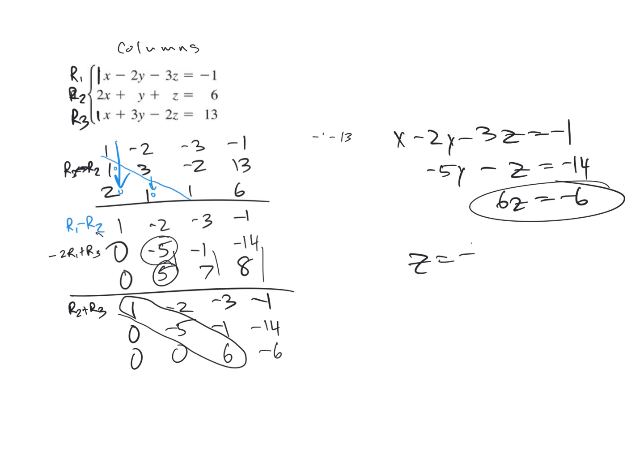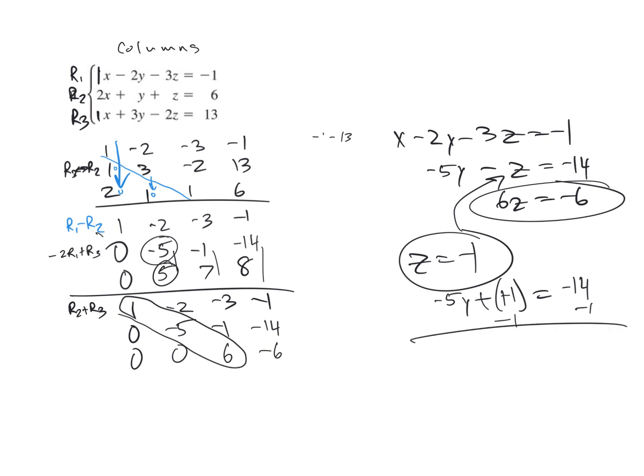Divide by 6, we get z equals -1. Then we plug that into here, so -5y minus a -1 equals -14, and you solve that. So we're going to subtract 1. You get -5y equals -15. When you divide off the -5, you get y equals 3.